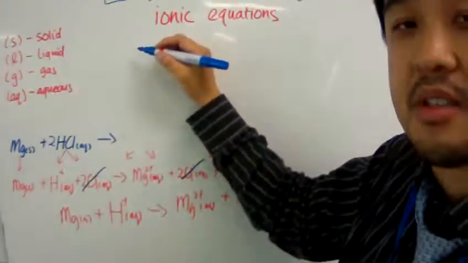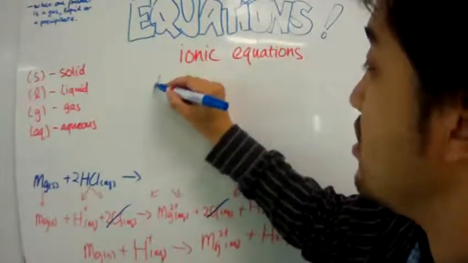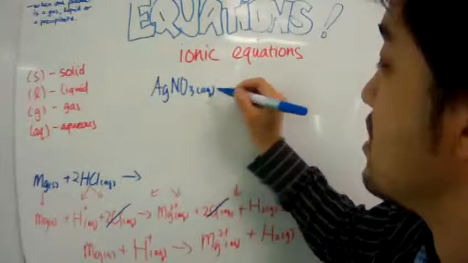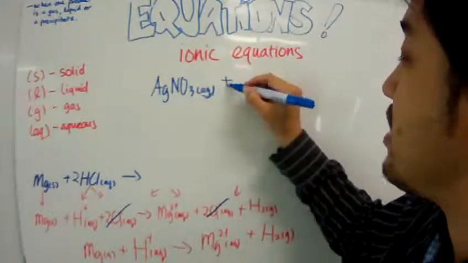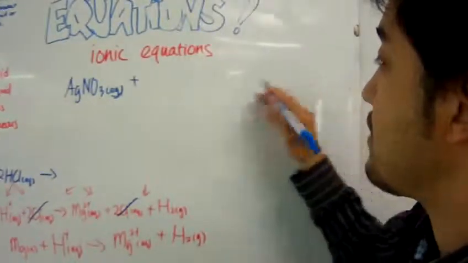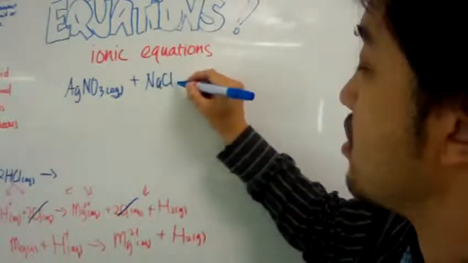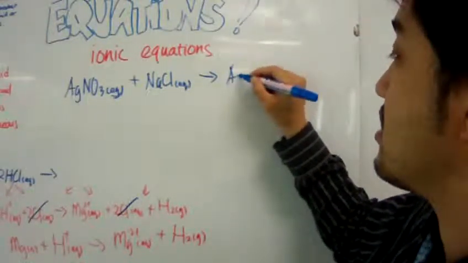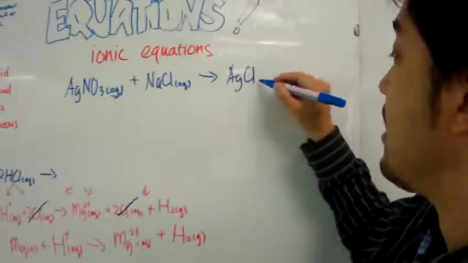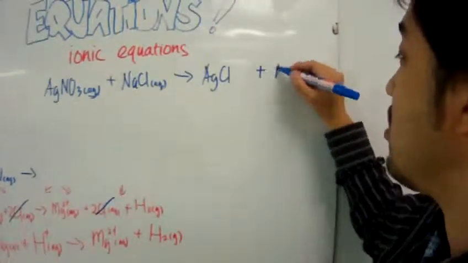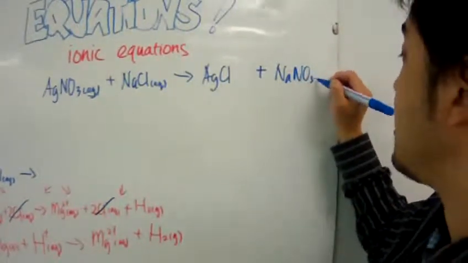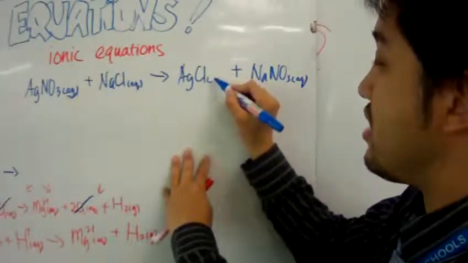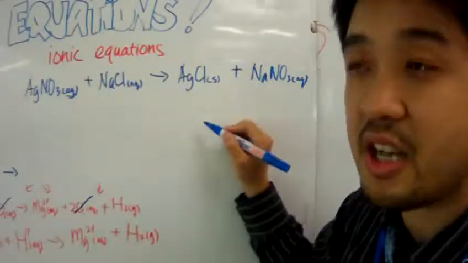is formed. So zoom up with the camera. So let's say silver nitrate, which is aqueous in solution, reacts with, let's say, sodium chloride, which is also aqueous in solution, forming silver chloride and sodium nitrate. Okay? Sodium nitrate is aqueous in solution, and silver chloride is not. It actually is a solid.